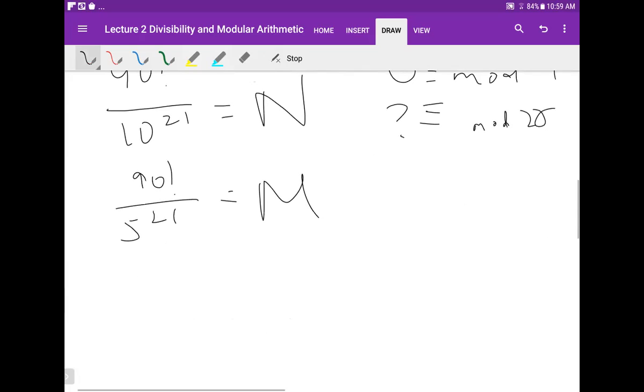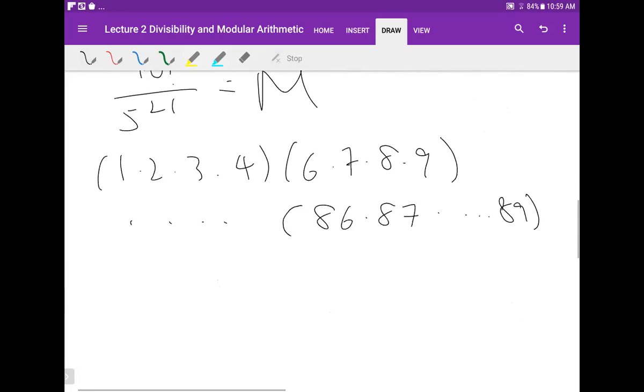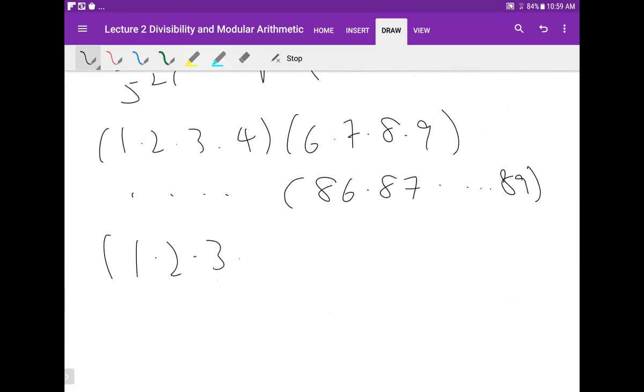So this would be equal to 1 times 2 times 3 times 4 times 6 times 7 times 8 times 9 all the way to 86 times 87 times 89, right? But then because we divide by 5, we didn't just take out everything that contains a 5, we divided by 5. So 5 divided by 5 is 1, and 10 divided by 5 is 2, etc. So we still have those factors, right? So that means we still multiplied by 1 times 2 times 3 times 4.